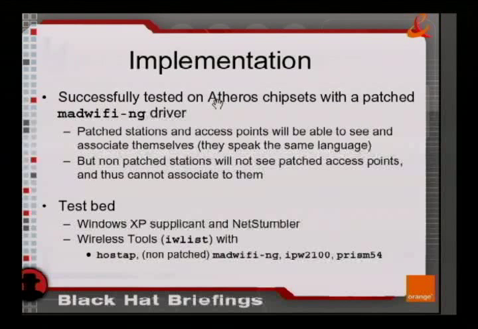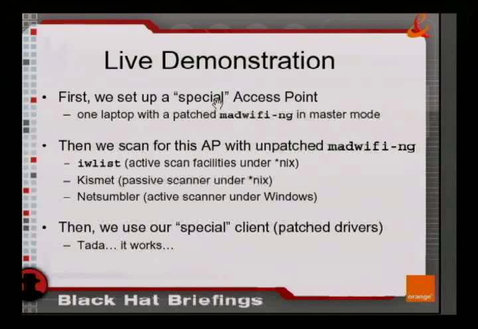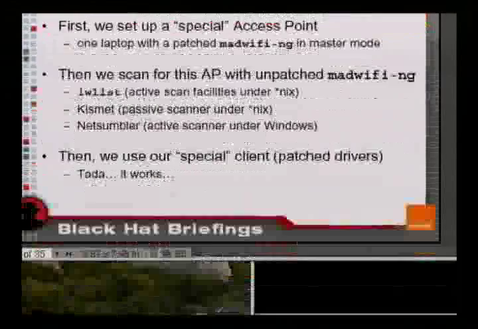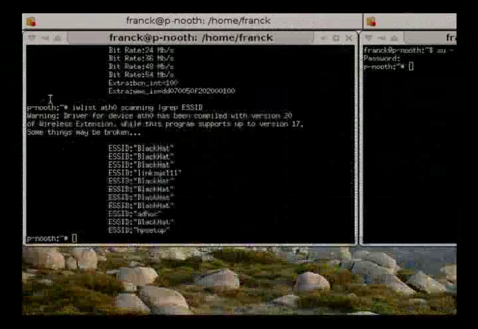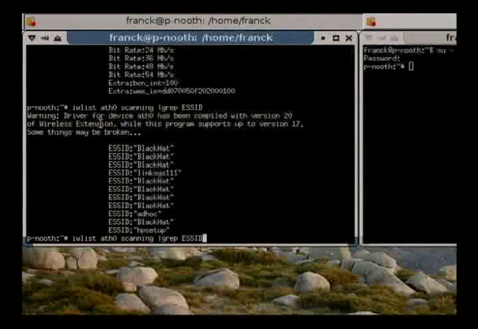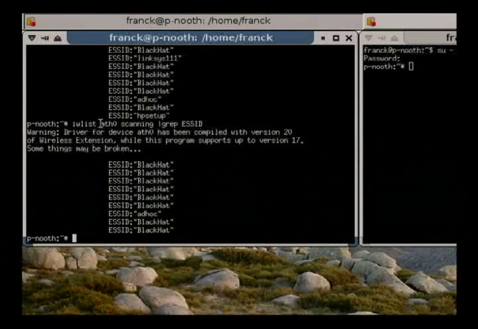So we have been doing some modification on the MadWifi driver, as I explained. We can do a very quick demo. Here I have two laptops. On my right, I have one laptop in master mode, which means that it's an access point running some tweaked MadWifi driver, and this laptop is a client. So I can try to do some scanning on ath0. It's my interface. And I'm able to detect different wireless networks, BlackHat, ad hoc, this kind of network.